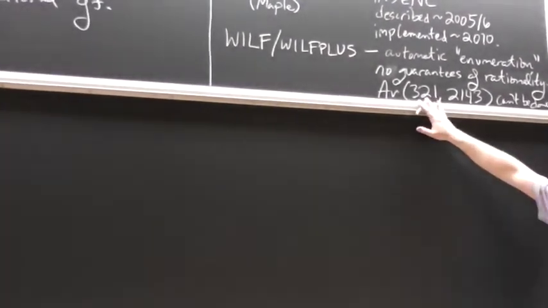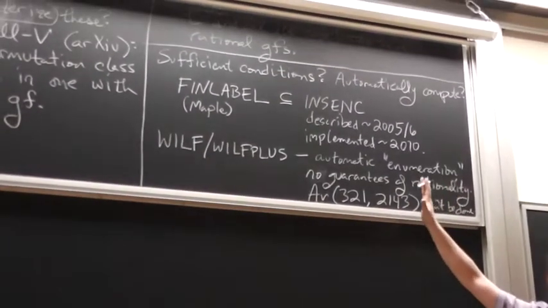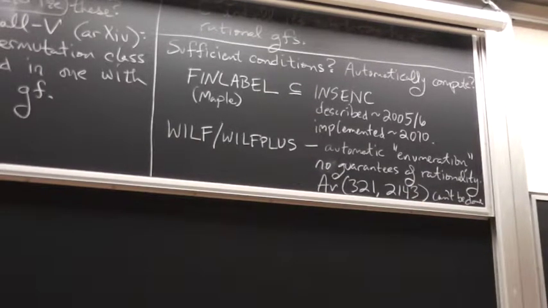Yes, so if you avoid 321 and something else of length 4, WILF can handle 94% of them. But this is one it can't handle, and this has a rational generating function, as we'll see.